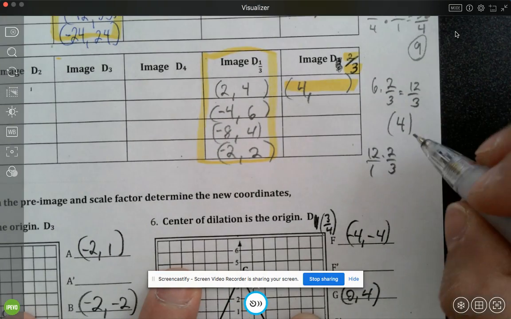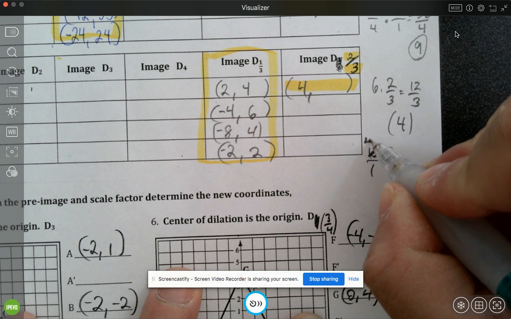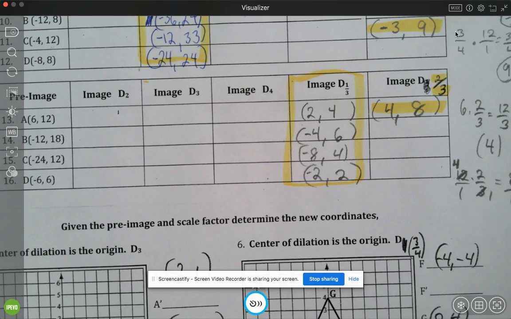I'm going to show you one where I cross simplify. So I can make this a 1, and 3 goes into 12 4 times. So this would be 8. So I can write that as 8.